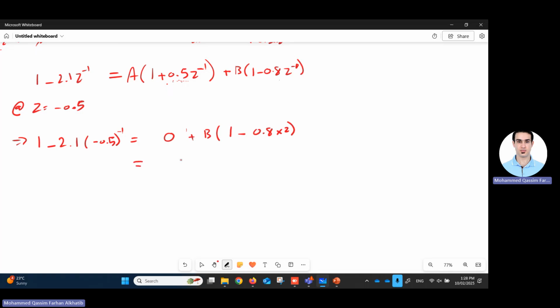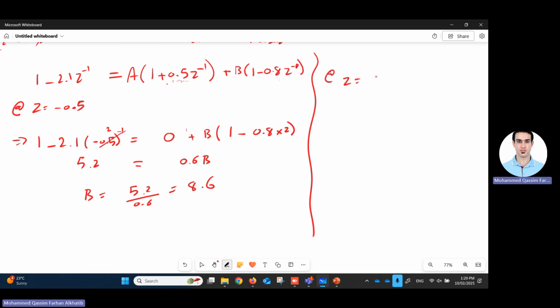All right, so I will have 1.6 minus 1, that's 0.6 B. And I have plus 5.2. Then B equals 5.2 over 0.6. So it's going to be a large value, 8.6. That's B.